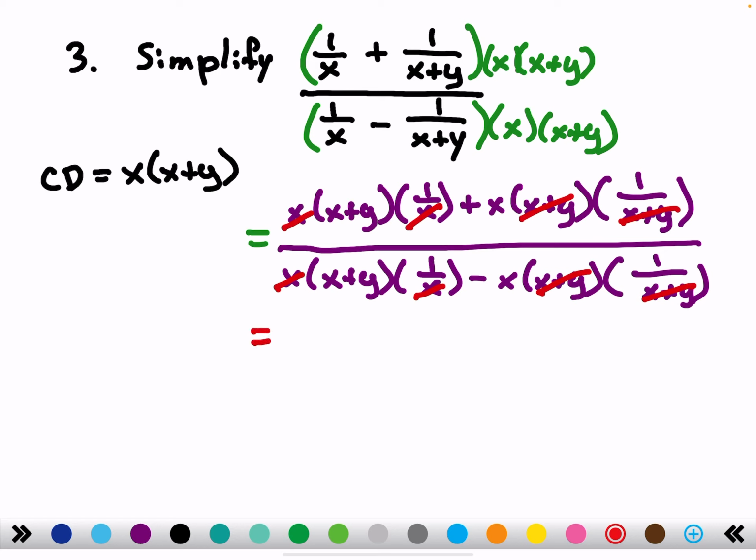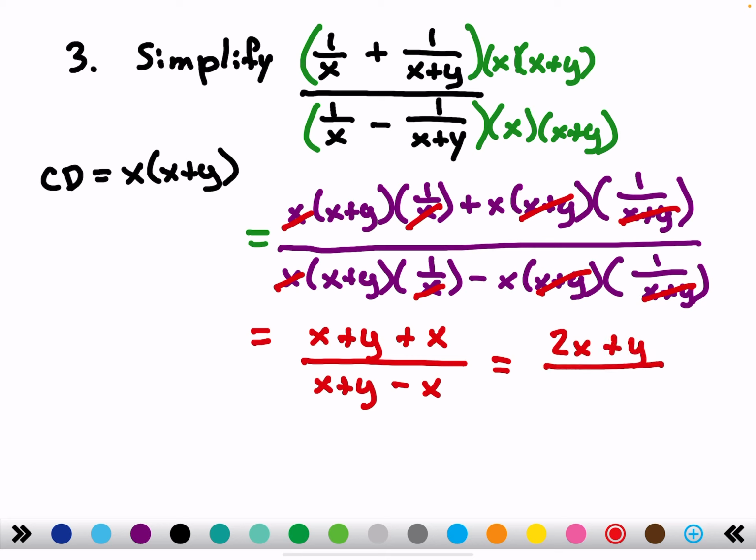And this will give us x plus y times 1 is x plus y. X times 1 is x. There's the numerator. Over x plus y times 1 is just x plus y in the denominator. Then the negative x times 1 is negative x. Add like terms on top. X plus x is 2x plus y, over on the bottom, those x's cancel. So that's just over y. So it's 2x plus y over y.